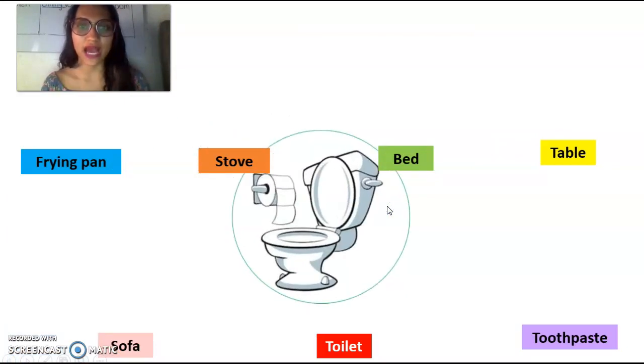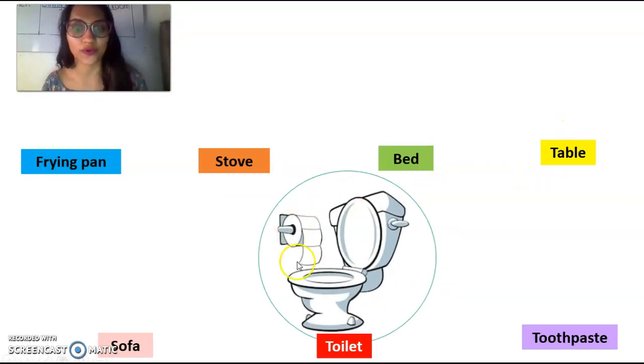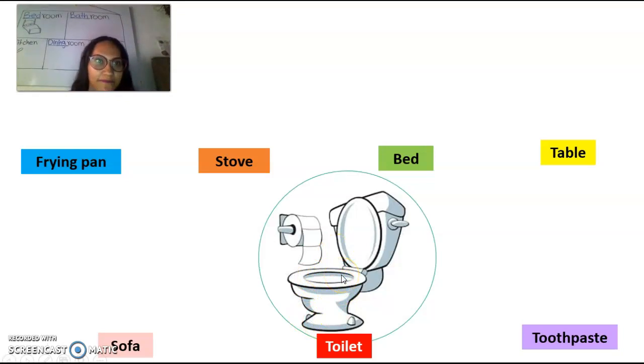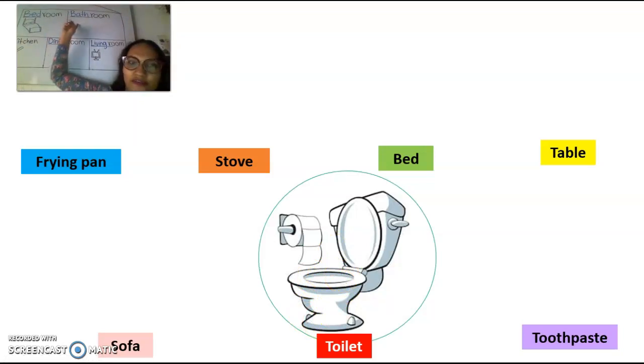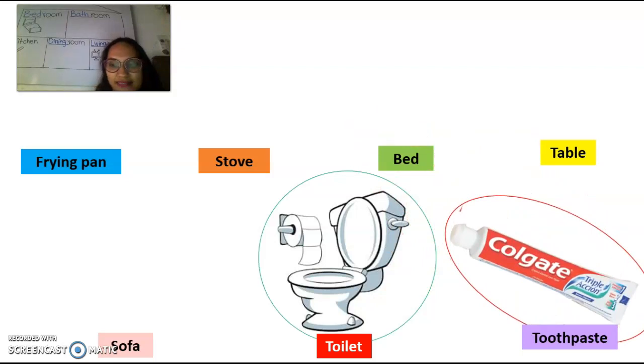So here we have some objects, algunos objetos de nuestra casa. Vamos a decir en qué parte de la casa se encuentran cada uno de ellos. The toilet. The toilet is in the bathroom. The toothpaste. Toothpaste is in the bathroom.